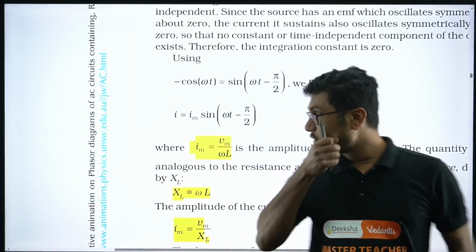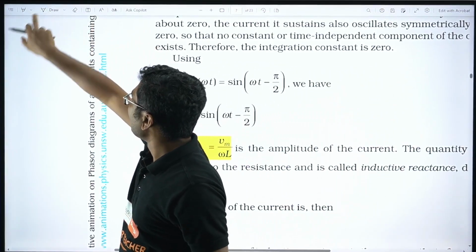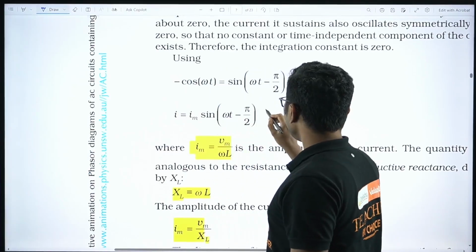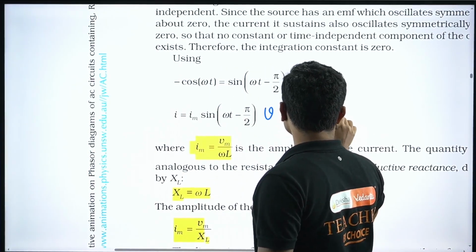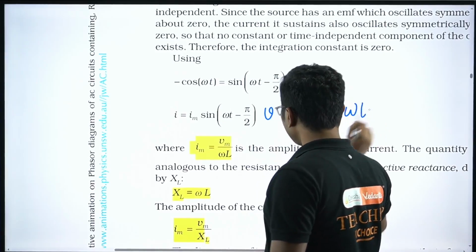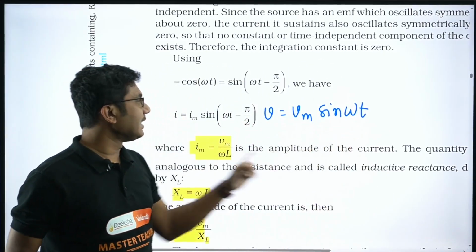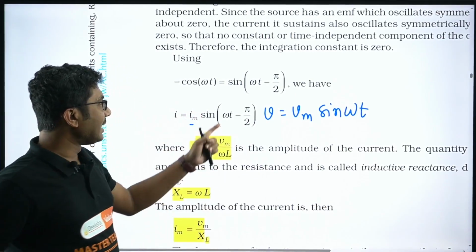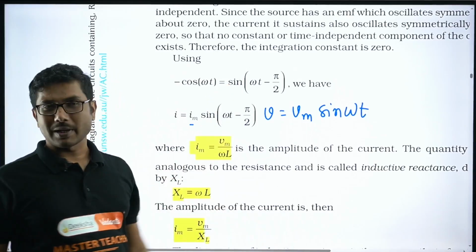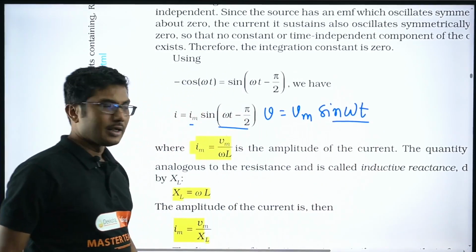Now if you see the voltage, when we started, what was our voltage? Voltage was V equals Vm sin omega t. Now after finding the current, we see that voltage was sin omega t, and current is some value Im multiplied by sin(omega t minus pi by 2). So both of them do not have the same phase, that much is clear, right?